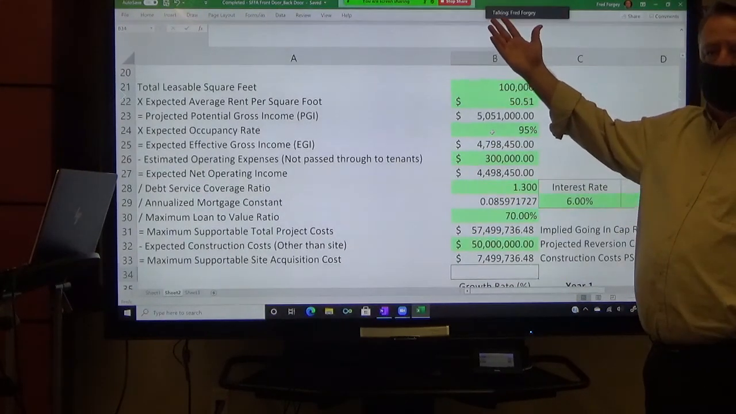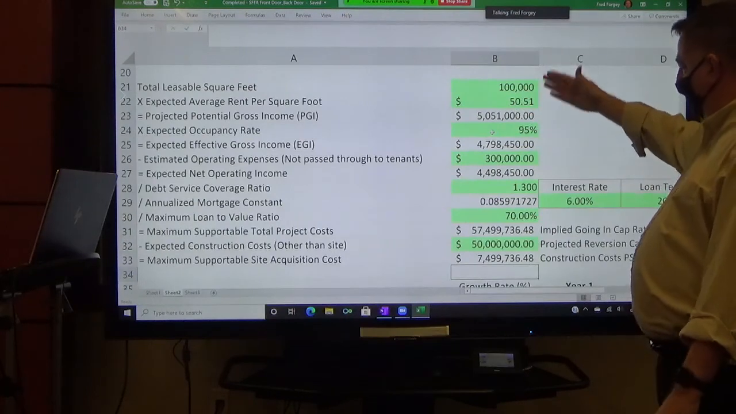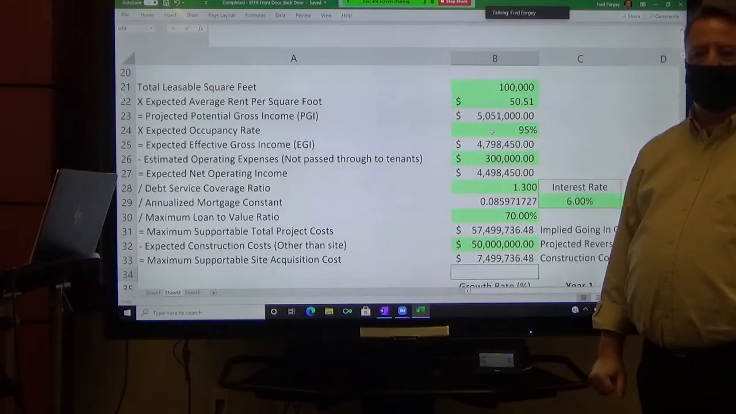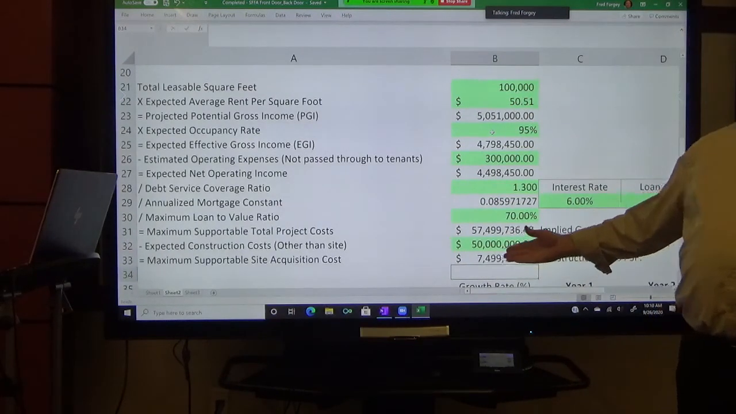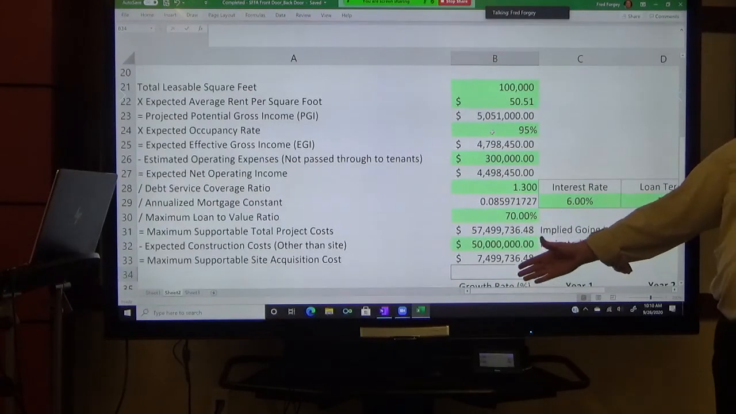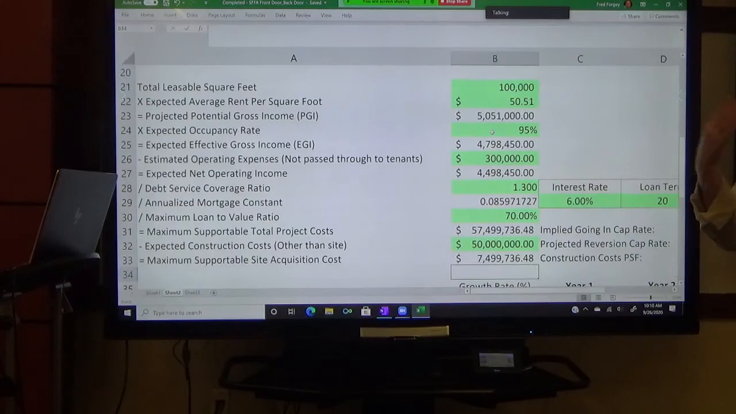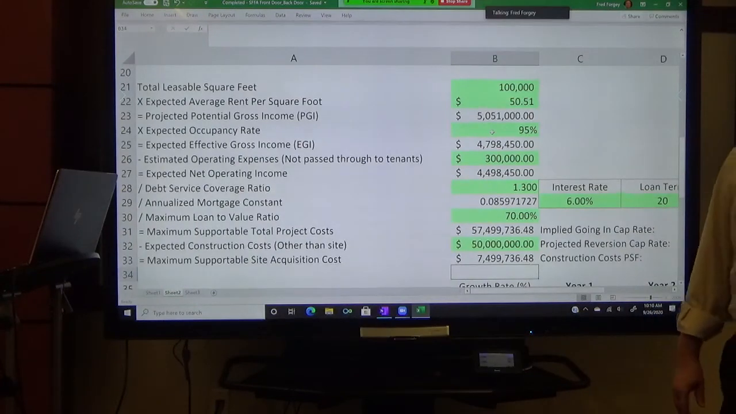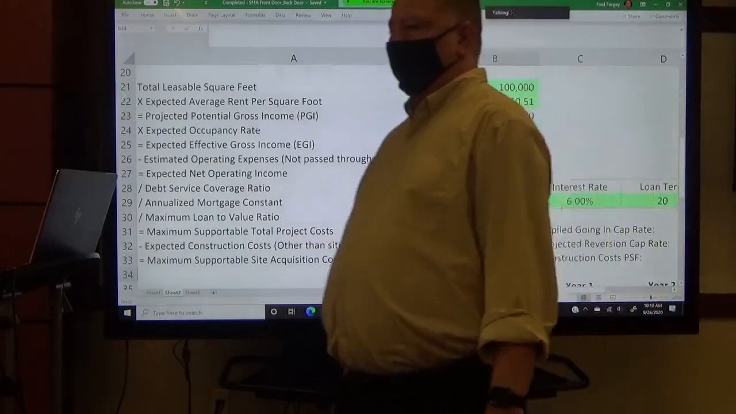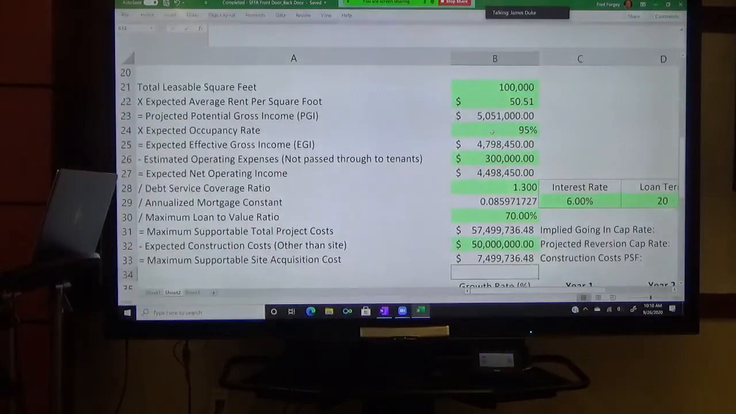If I want to build a 100,000 square foot building, how much can I afford to spend on basically construction and acquisition cost? So it's totally dependent on what it is you're trying to answer. And in most cases, we're trying to increase value, correct? We're not just trying to match what we can get on the market, but we're also trying to increase value.